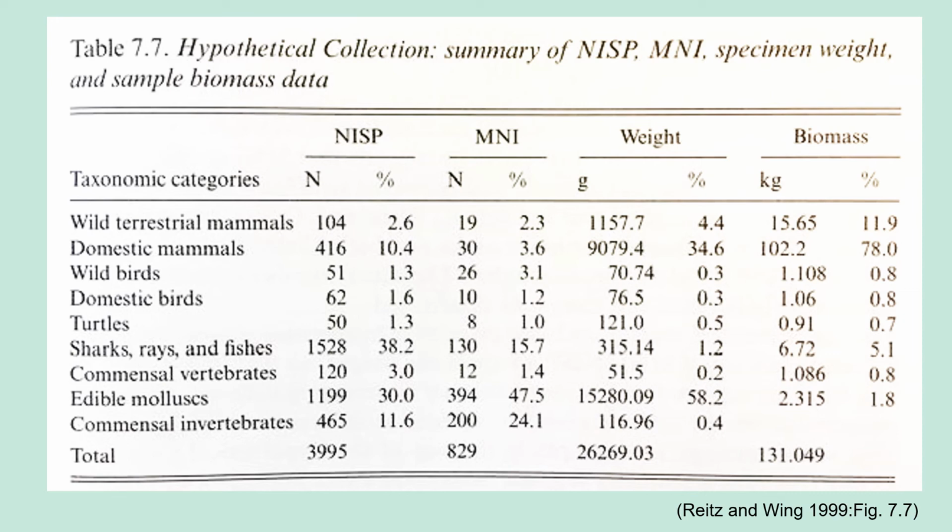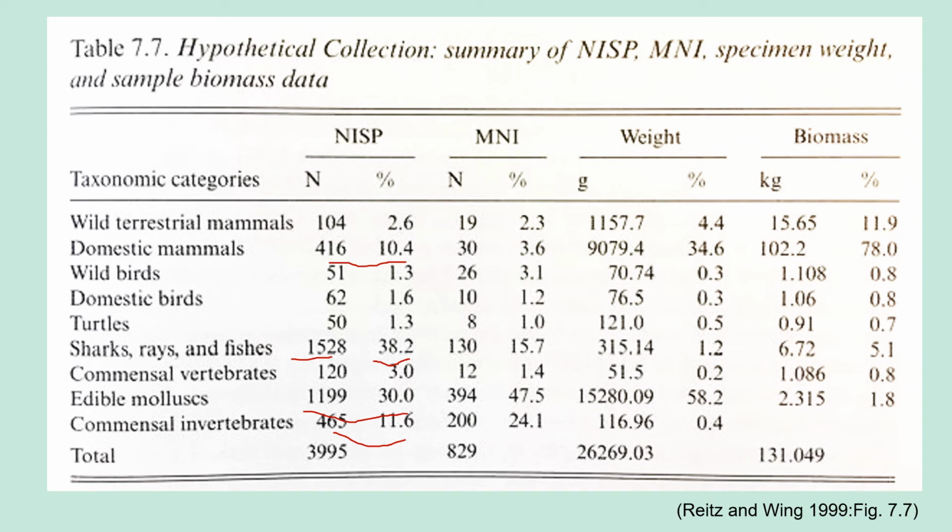Here's an example showing number of identified specimens, minimum number of individuals, and biomass. If you look at the number of identified specimens, we have mostly sharks, rays, and fishes, 38.2%. Secondarily, edible mollusks. And after that, commensal invertebrates. And after that, domestic animals, mammals.